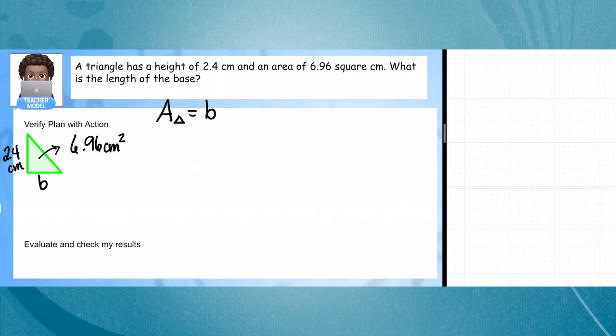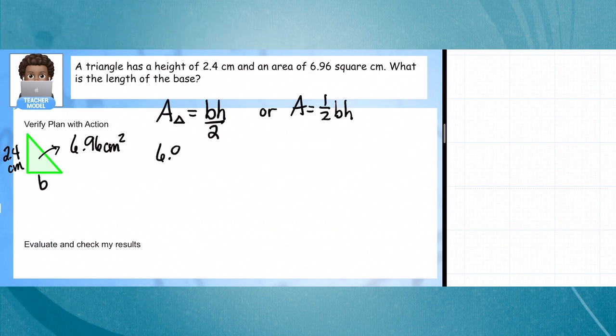Usually we see base times height divided by 2 in fractional form, or you might see area is equal to 1/2 base height. Either one of them will work. As always, we can represent numbers in different ways, but we want to make sure that it's in a way that's most helpful to us. So I'm going to just substitute both with our numbers and make a decision about which one I'd rather use.